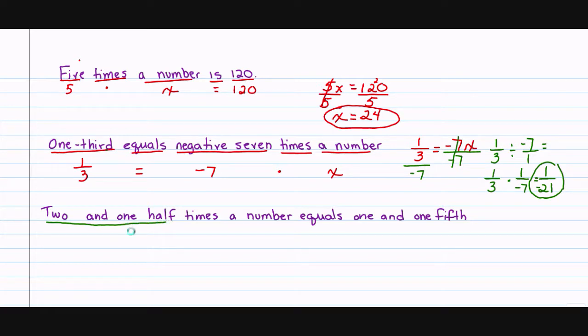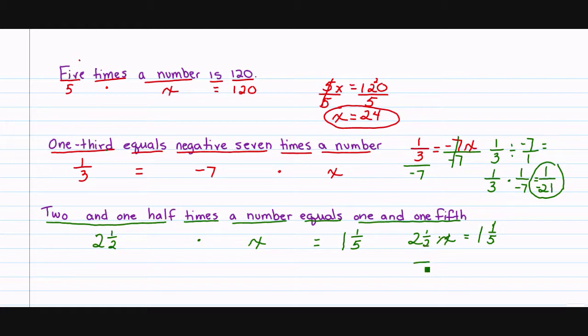2 1/2 times a number, use any variable that you want, equals 1 1/5. Come over here. I have 2 1/2 x equals 1 1/5. I'm going to change this to an improper fraction.